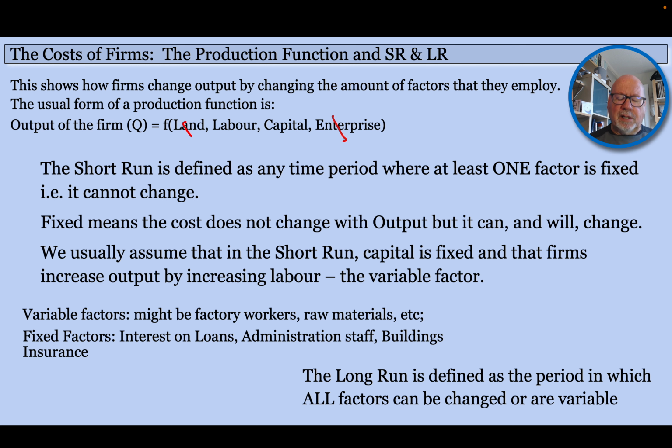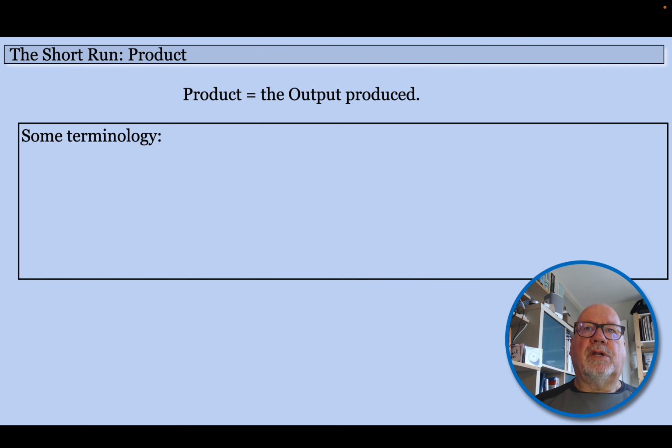The long run, which we're going to come on to in another video, is simply defined as the period in which you can then change all of the factors of production. Okay, so there's another video coming for that. So let's just have a quick look at the terminology, just as we did with revenue, and I'd recommend you look at the revenue video if you haven't done so already.